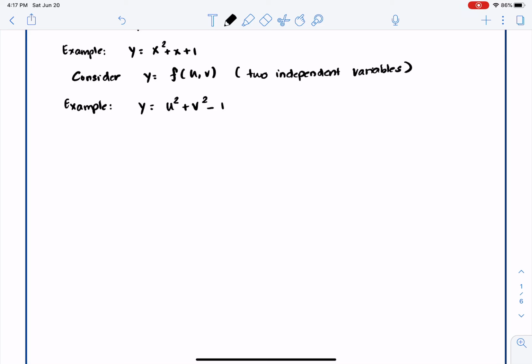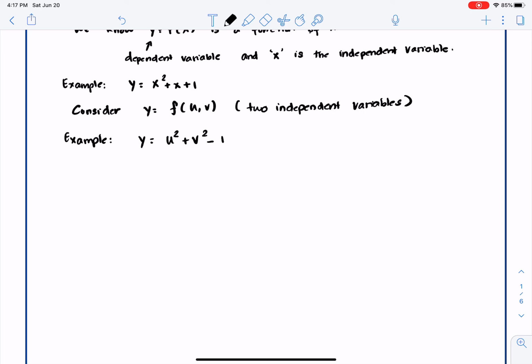So in both cases, they are just equations. So we have y equals something and y equals u squared plus v squared minus 1. They are simple equations. Only we have on the right-hand side a function. The first equation, the function is x squared plus x plus 1. In the second equation, the function is u squared plus v squared minus 1, which depends on two independent variables, u and v.